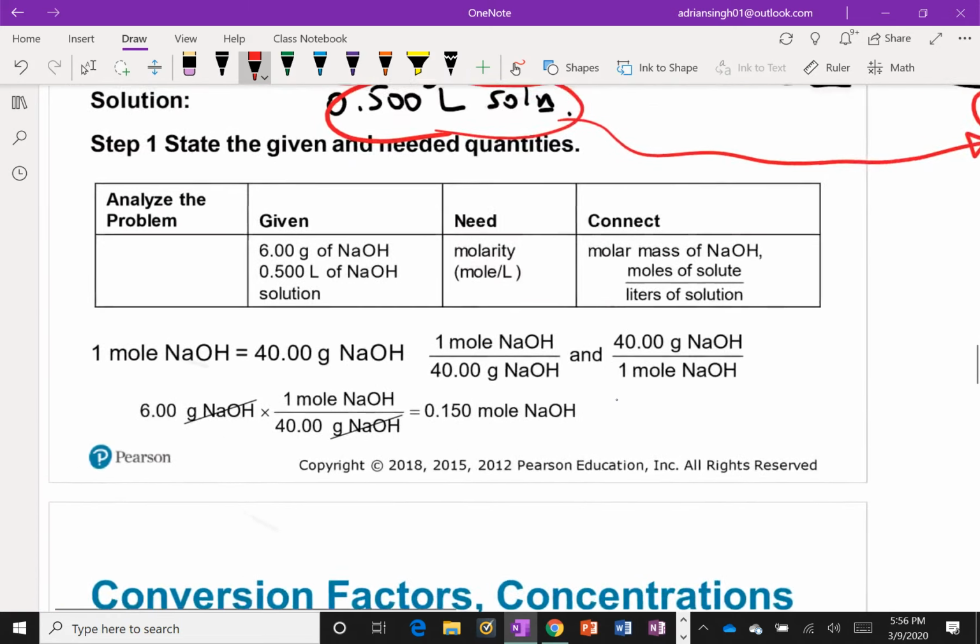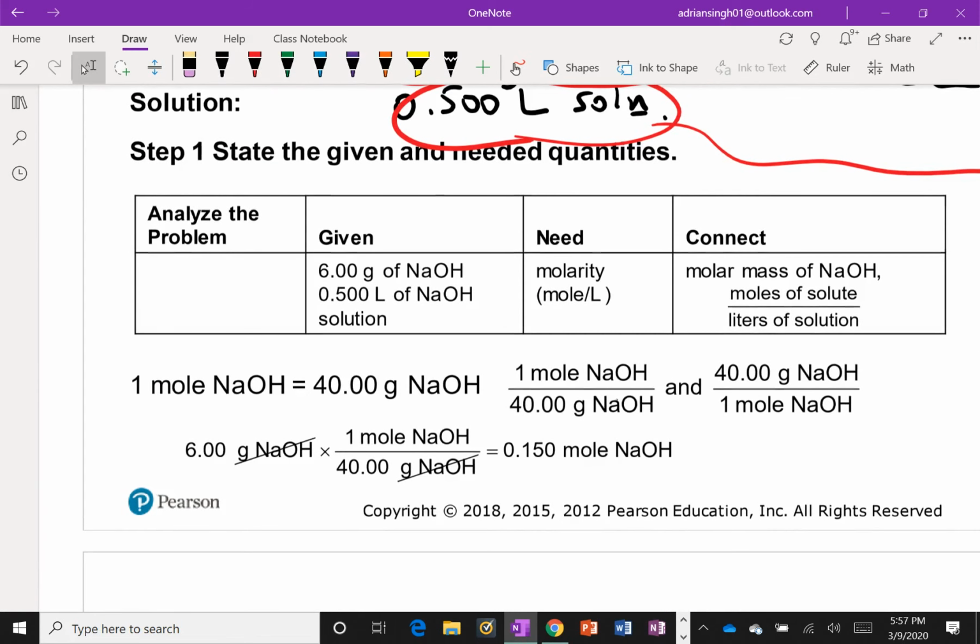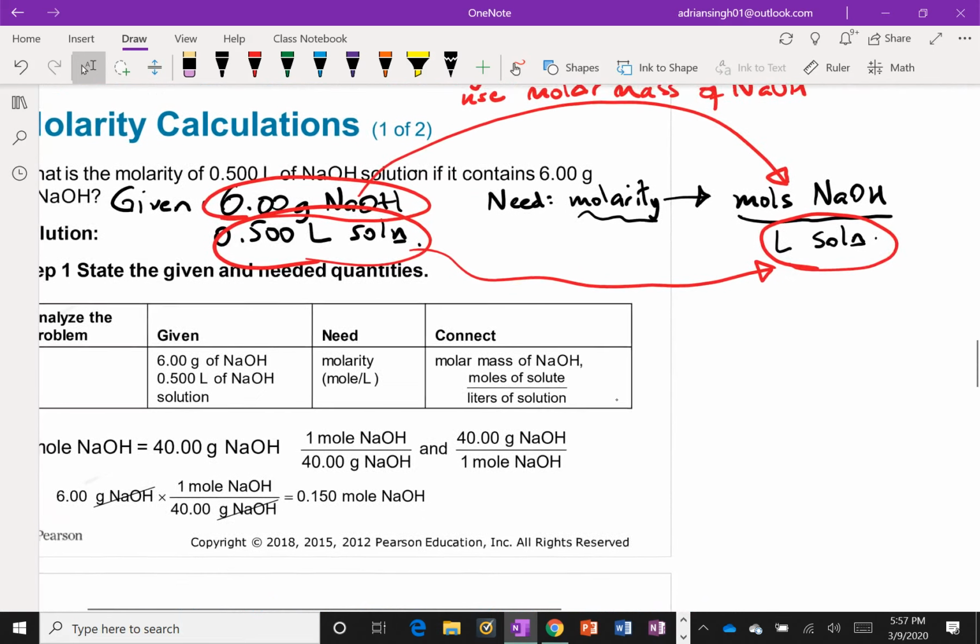It's kind of worked out for you here. The molar mass of sodium hydroxide is 40.00 grams. Hydrogen is 1, oxygen is 16, and sodium is 23. You add those together and you get 40 grams per mole. That's the molar mass. As we've seen with molar masses, we can set up our two conversion factors depending on what we need to cancel. We're given grams and want to convert to moles, so we divide by the molar mass, divide by 40, and that gives us 0.150 moles of NaOH.